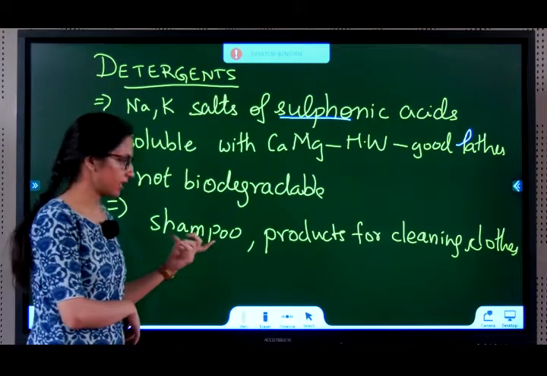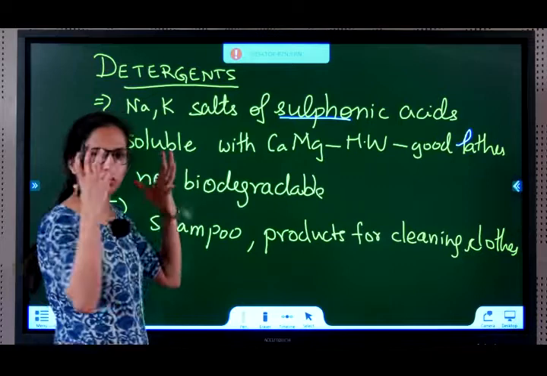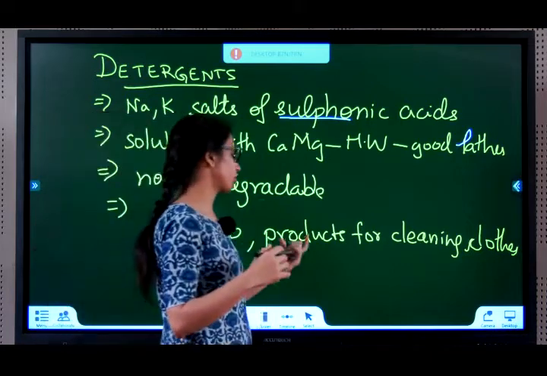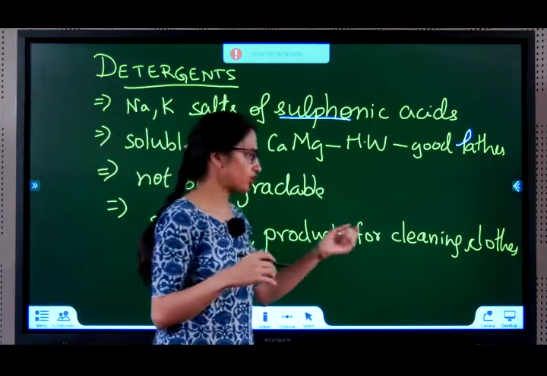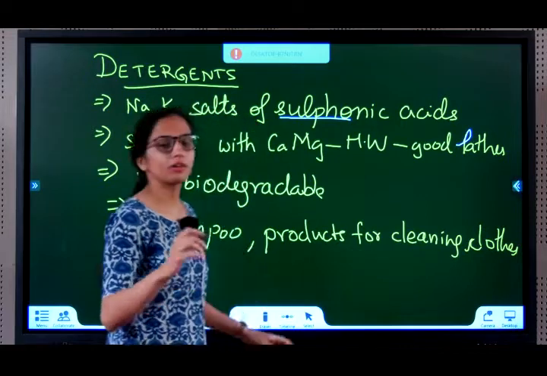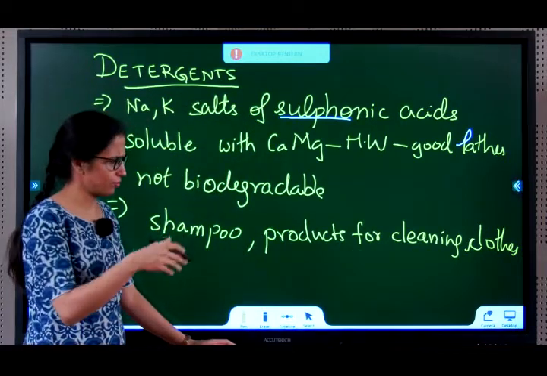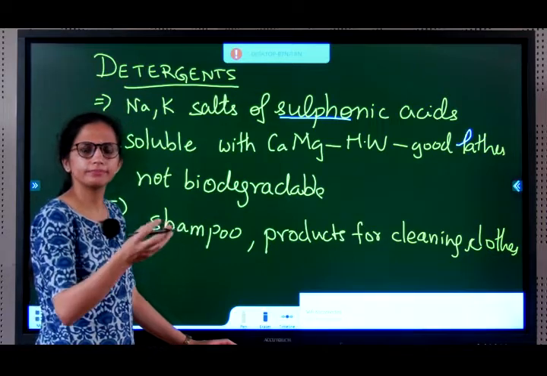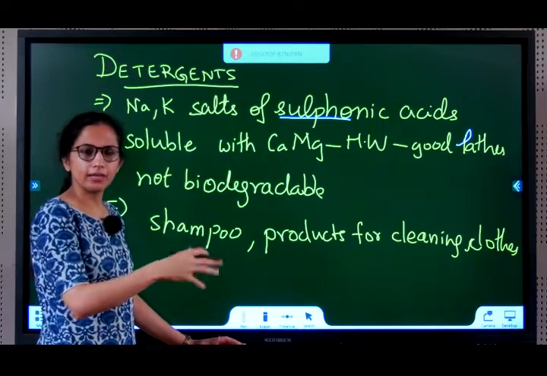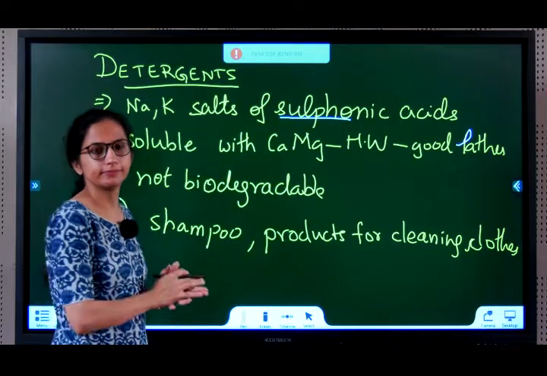Detergents are used in making shampoo. That's why it produces good lather. And detergents are also used to manufacture products for cleaning clothes. That is why while you wash clothes, you put some powder in your bucket, and what do you see? You find a lot of lather.